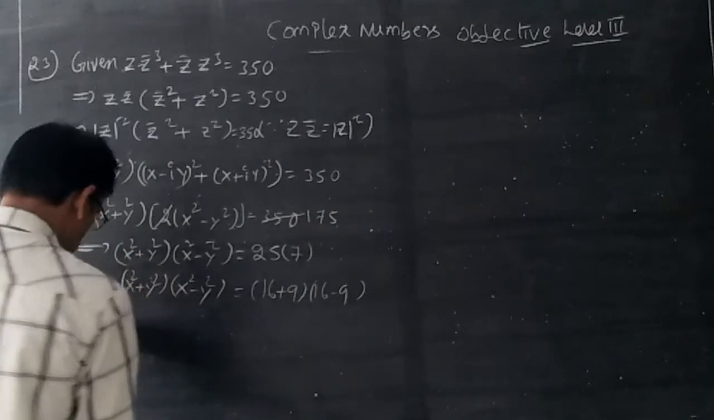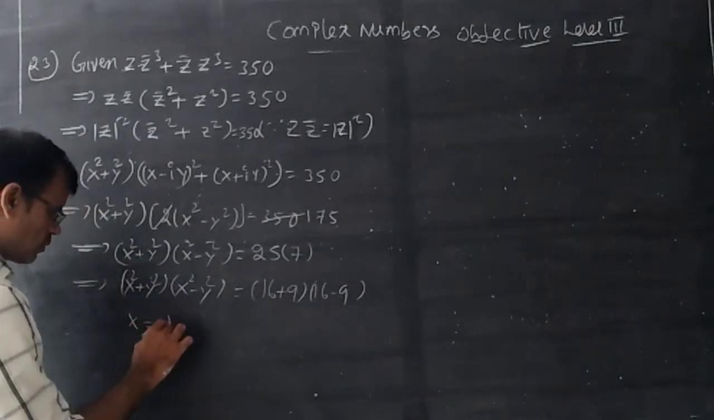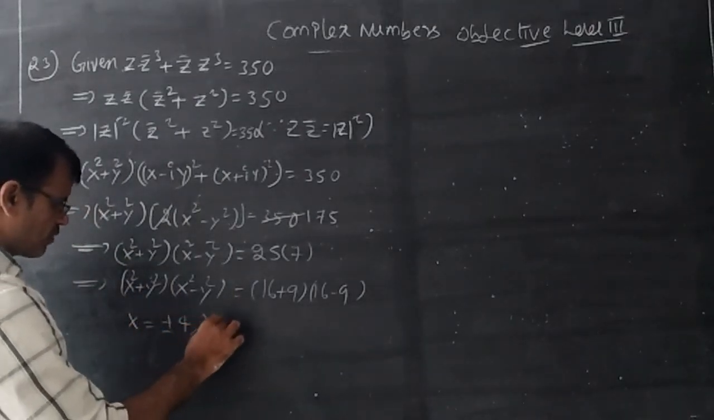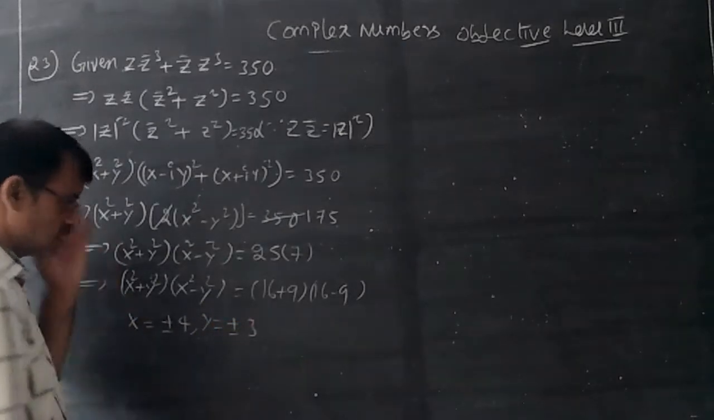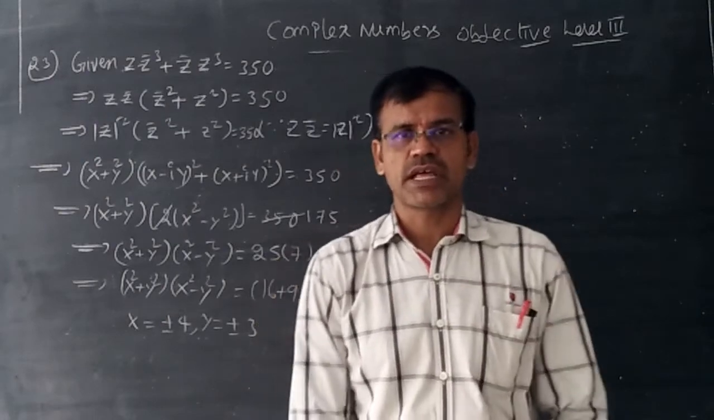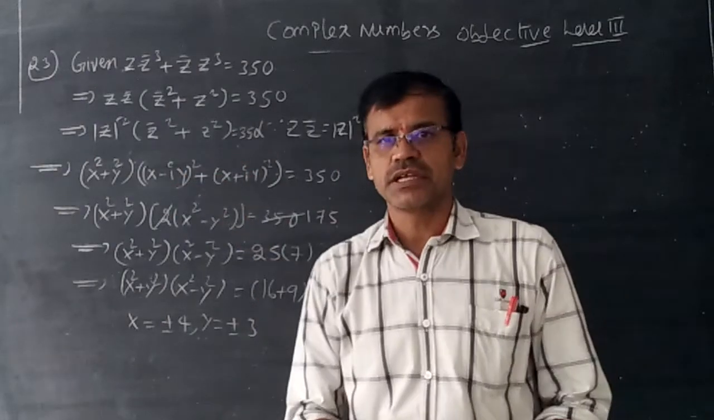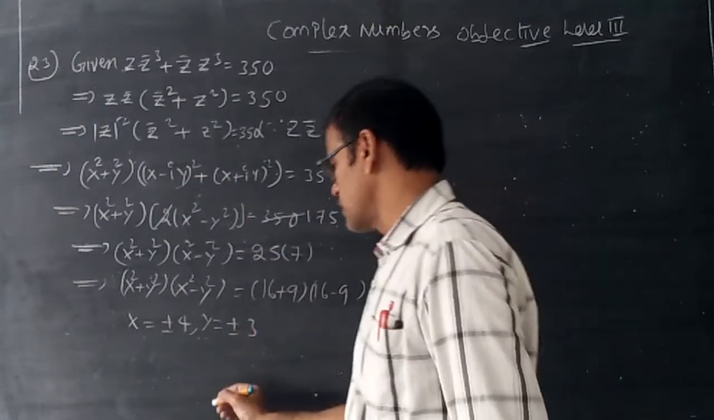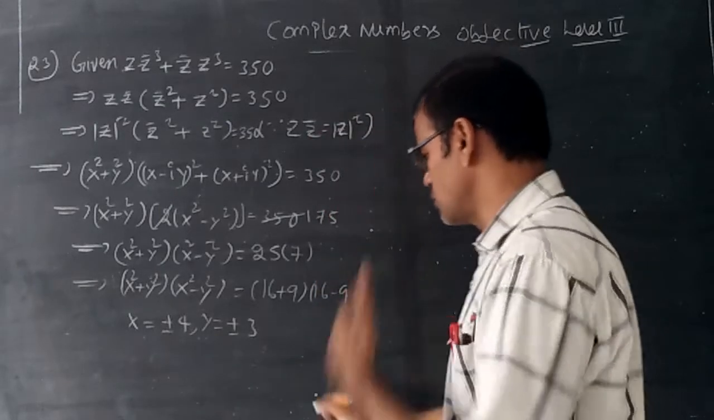Now you can understand therefore x = ±4, y = ±3. Because he is asking that we have to calculate the area of the rectangle satisfying all the relations. Now x = ±4, y = ±3 we got.